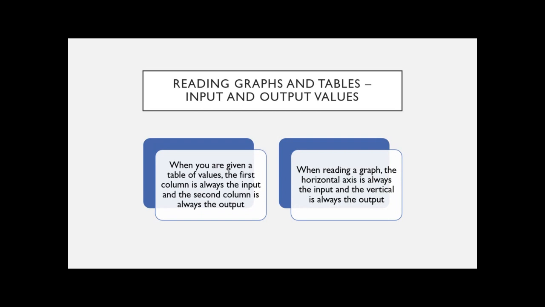When you have a graph, the horizontal part of it, which we call the axis, is always your input. So your input is always graphed horizontally, and then your output is always graphed vertically. That's really important. It makes a difference in how you read the graph. So you want to make sure your input is always horizontal, output is vertical.